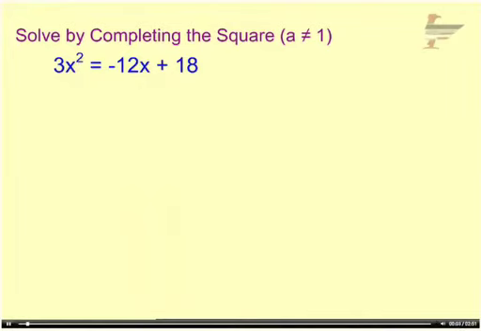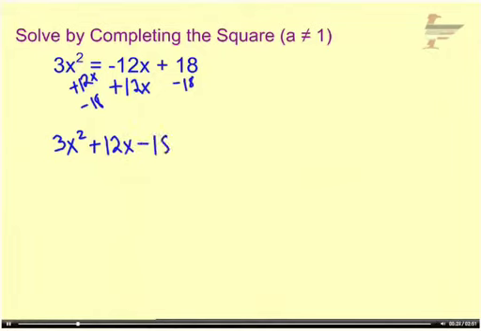Completing the square where a does not equal 1. So we want everything on the same side in standard form. Let's go ahead and add 12x to both sides, subtract 18, and we're looking at 3x squared plus 12x minus 18 equals 0. Now we can think about completing the square.